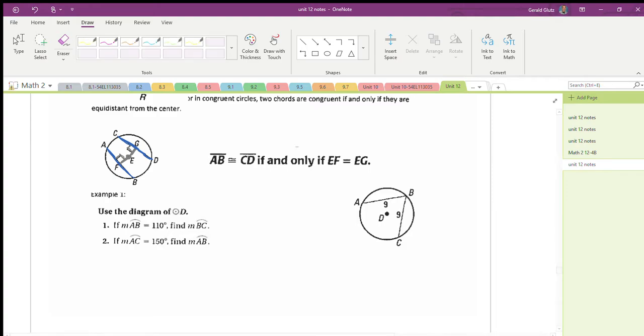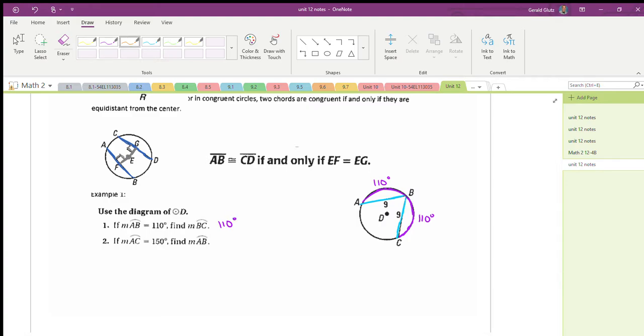So in example 1, if the measure of arc AB is 110 degrees, find the measure of arc BC. So notice that AB is 9, BC is 9. So what does that tell us? If these two blue chords are congruent, what does that tell us about each of their intercepted arcs? Arc AB is 110, so arc BC has to be congruent. So this would also be 110 degrees.